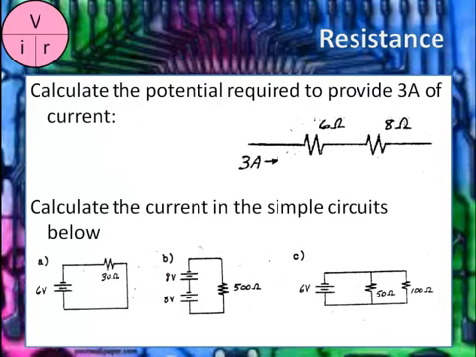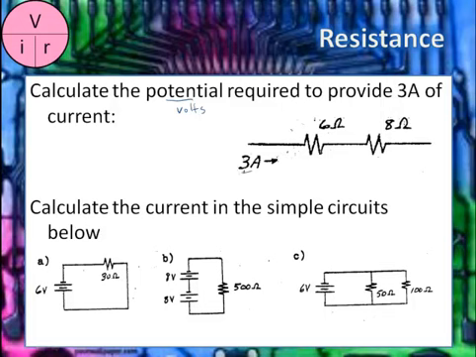So here's a few examples. Suppose I want to push 3 amps through a 6 ohm and an 8 ohm resistor. How much potential would be required to make that happen? So the potential, or the voltage that I'm looking for, is found by taking V is equal to IR.